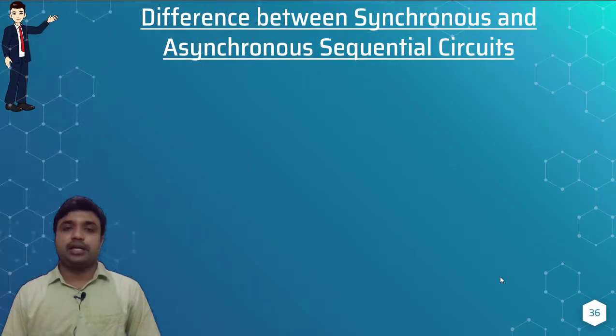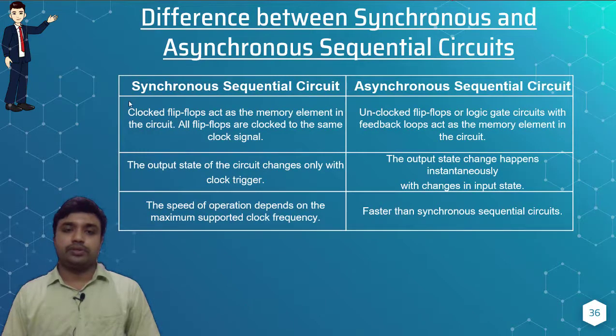Next we are going to see the differences between synchronous and asynchronous sequential circuits. Coming to the synchronous, clocked flip-flops act as the memory element in the circuit. All flip-flops are clocked with the same clock signal. Whereas in an asynchronous sequential circuit, unclocked flip-flops, that is logic gate circuits with feedback loops, act as the memory element in the circuit. Unclocked means it does not make use of any clock signal.